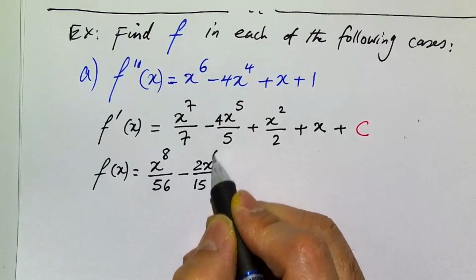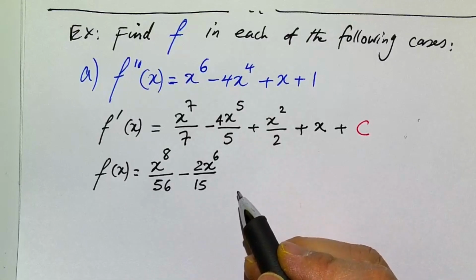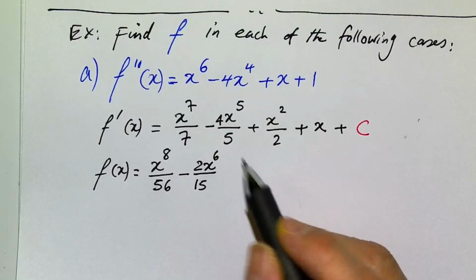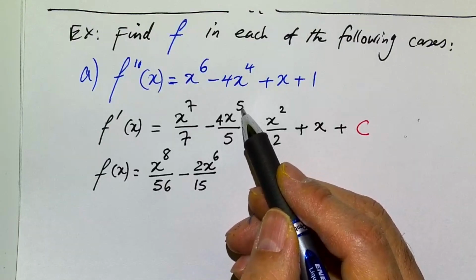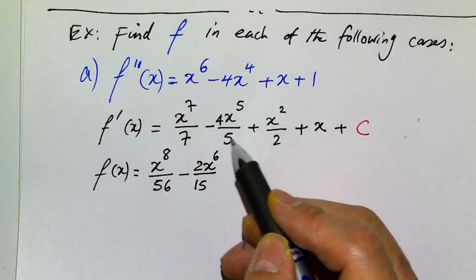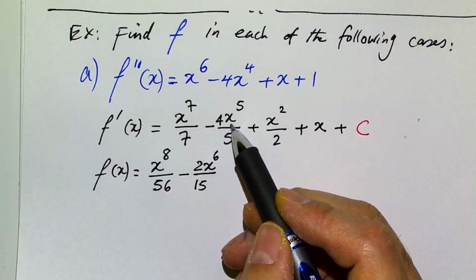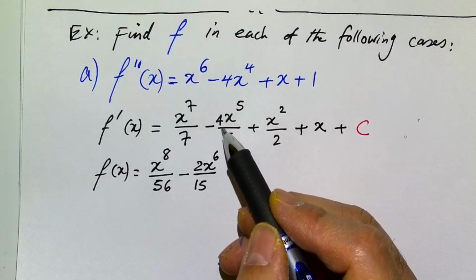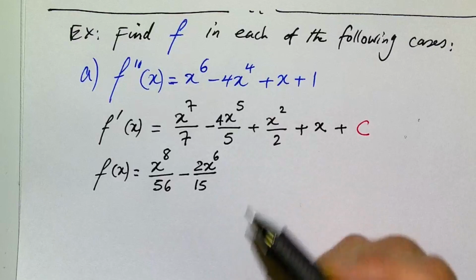x to the 6th power. This is after simplification. I hope you can follow that. Increase this by 1, you get x to the 6th. Divided by this, you get 30. Then minus 4 times x to the 6th divided by 30. Minus 4 over 30 simplifies to minus 2 over 15.